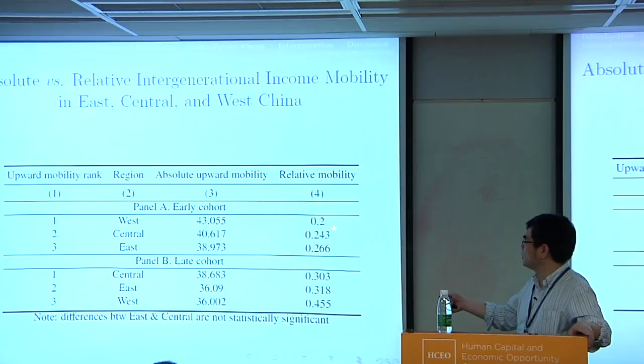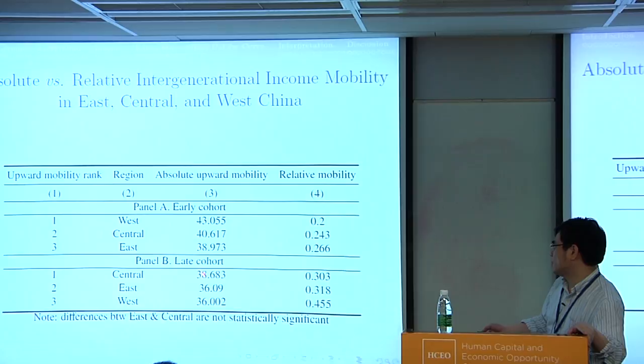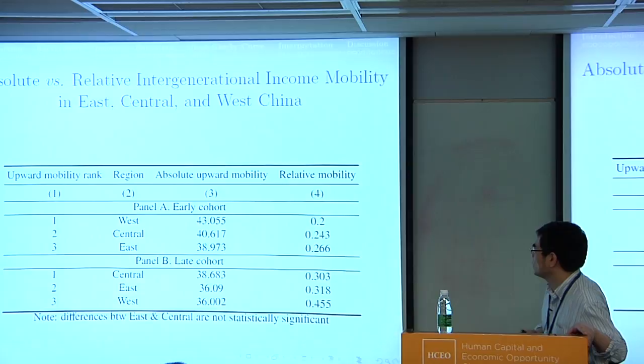In the later cohort, the order is central, east, west, right? So again, in the later cohort, the order has changed. Now the west is doing the worst, in both absolute and relative mobility. For the later cohort, the difference is between east and central. East and central, these two are not statistically significant.